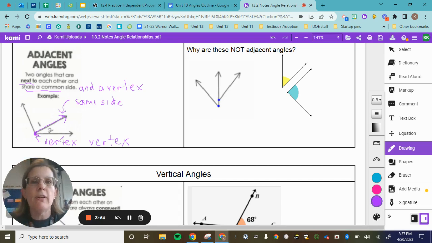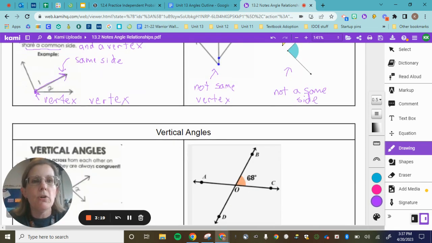Our first question says, why are these not adjacent? So this first one, if you look, it doesn't match up with the picture because it does not have the same vertex. So that's why they're not adjacent. And then these ones are not adjacent because they don't actually share the side. The space is in between them. So they don't have the same side. So adjacent means beside each other.